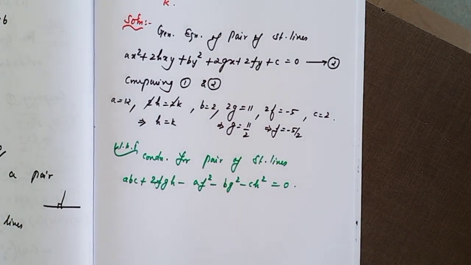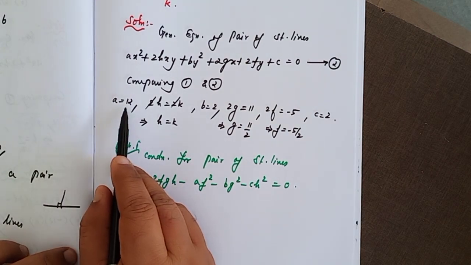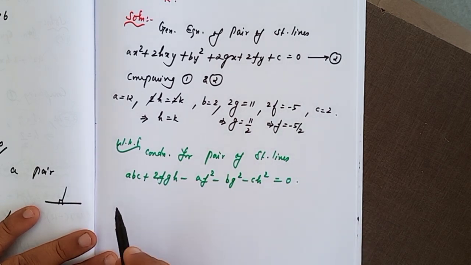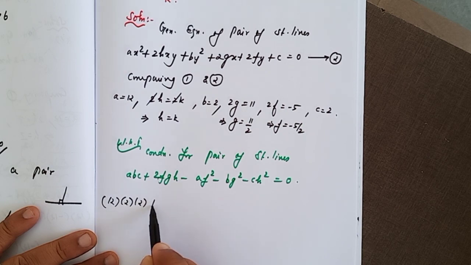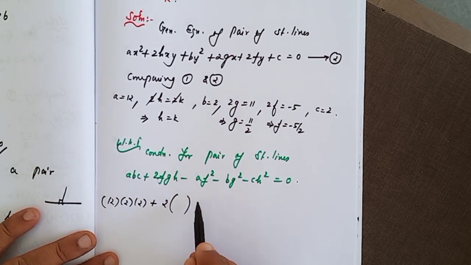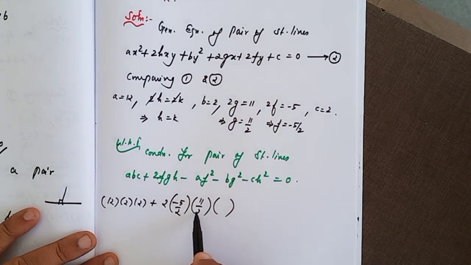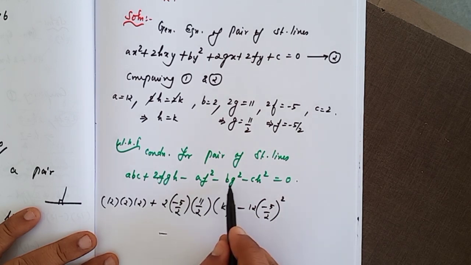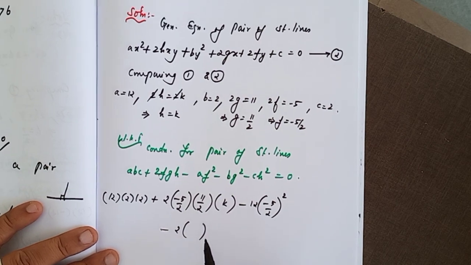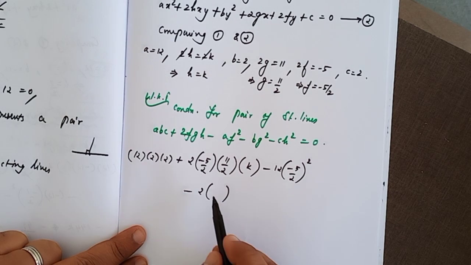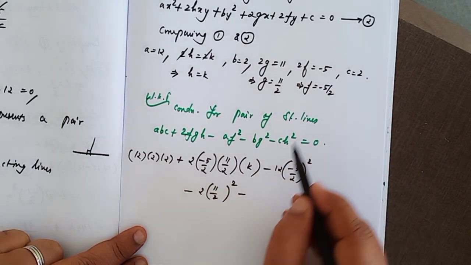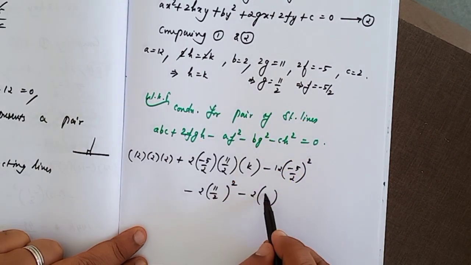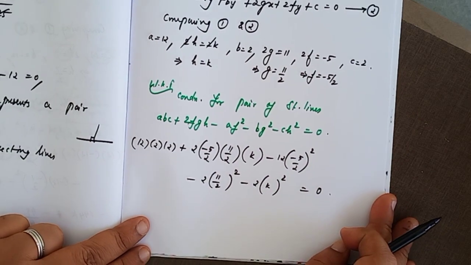Now I have to substitute all the values. a is equal to 12, b is equal to 2, c is equal to 2. So 12 into 2 into 2, plus 2fgh, that is 2 into f into g into h. f value is minus 5 by 2, g is 11 by 2, h is k. Minus a into f squared, a value is 12, f is minus 5 by 2 and its square, minus b into g squared, b is 2 and g is 11 by 2 and its square, minus c into h squared, c is 2 into h squared, h is k and its square, that is equal to 0. Now we have to simplify to find the value of k.